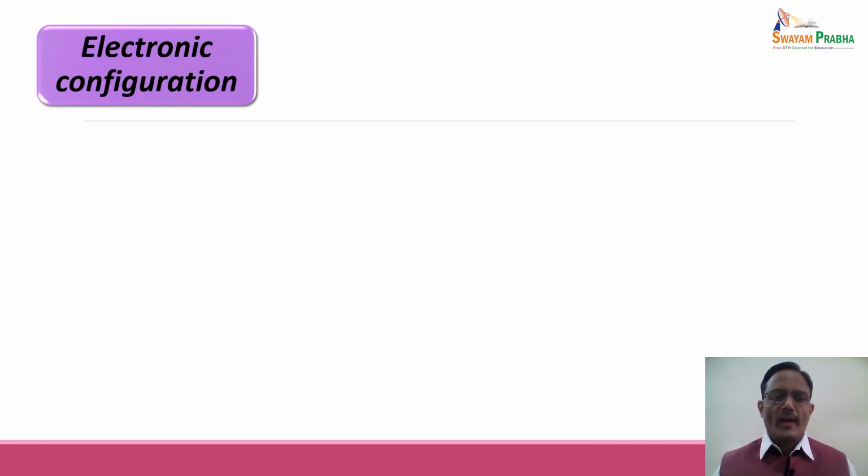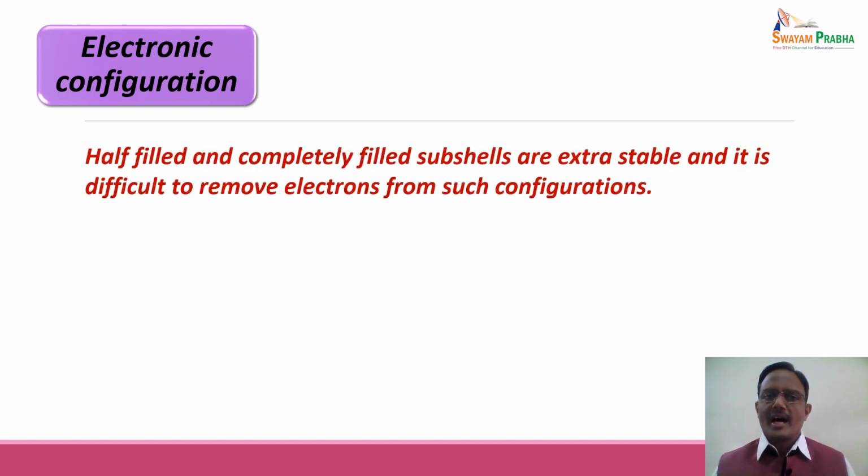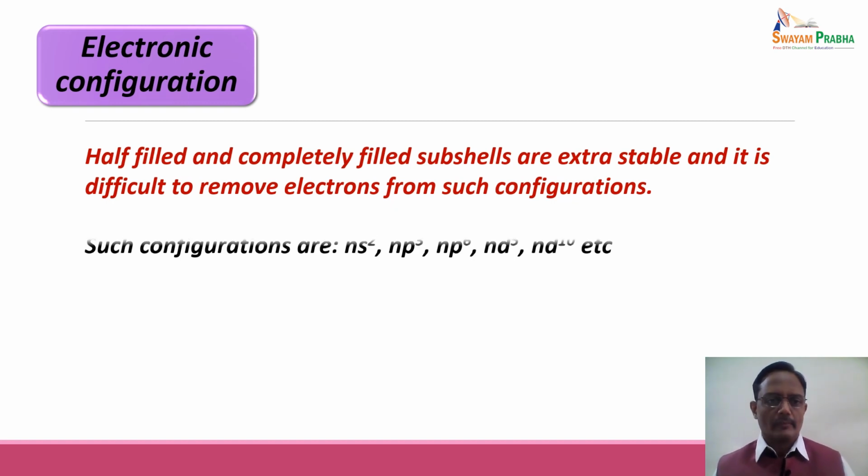The fifth factor which governs the ionization enthalpy is the electronic configuration of the atom. Now we know that half-filled and completely filled subshells are extra stable, and it is very difficult to remove an electron from such configurations, because when an electron is removed, the extra stability is lost. Hence, the atom is not in favor of losing such an electron.